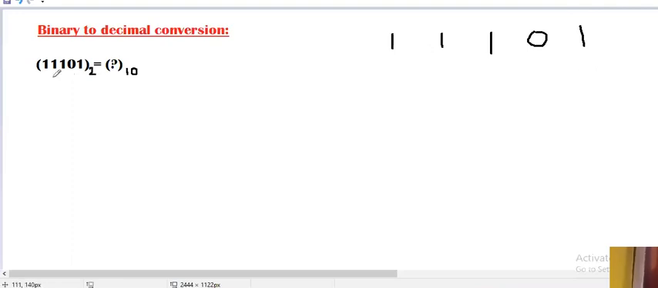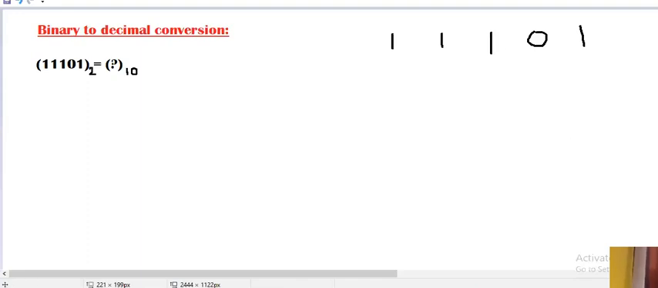When you see the length of this binary number, it is 1, 2, 3, 4, 5. So we'll continue to raise the power from 0 to 4. It always goes from 0 to length minus 1. According to this question, its length is 5, so we will continue to raise the power from 0 to 4. Fine.